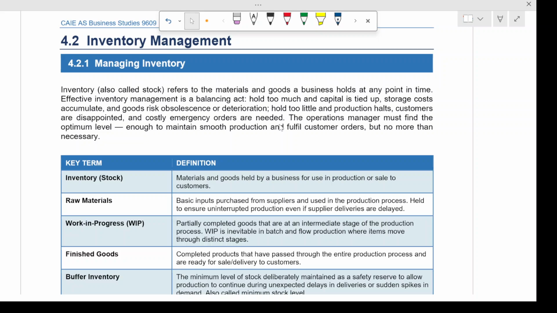However, if you hold too less, it results in you not being able to complete your orders with your customers being angry with you, and just to meet the needs of the customers, you might have to place emergency orders with your suppliers. The operations manager must find the optimum level, enough to maintain smooth production and fulfill customer orders, but no more than necessary. So it must be enough such that it is not over what you require, and it is not under what you require. So it is a very delicate balance.